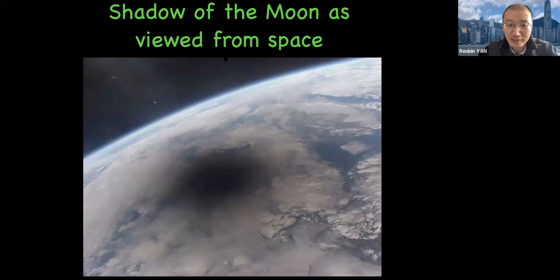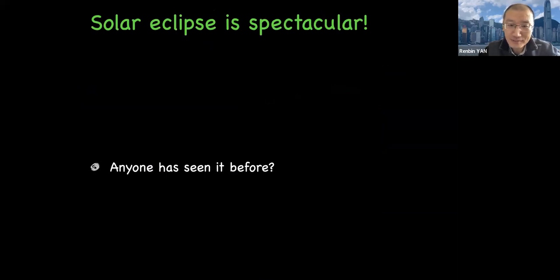And here is a picture of the moon's shadow on Earth as viewed from the International Space Station. You can see Earth is much bigger than this shadow. This shadow is only about 100 kilometers in size. But in that region, it is very, very dark because none of the sunlight can reach it.